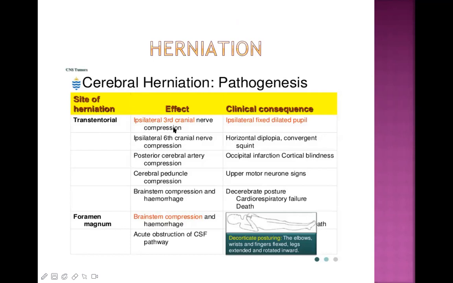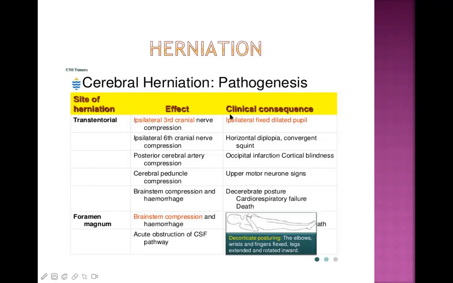Ipsilateral third cranial nerve compression, of course. Ipsilateral sixth cranial nerve compression. This is also known as false localizing sign. Posterior cerebral artery compression, which we already talked about. Cerebral peduncle compression, okay, which may occur on the contralateral side, and brainstem compression and hemorrhage. These are called Duret hemorrhage.